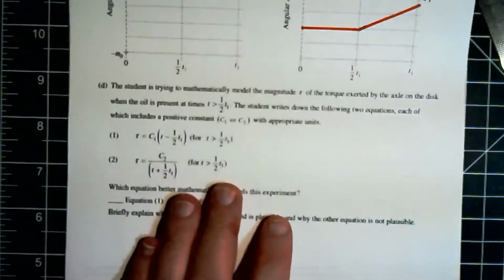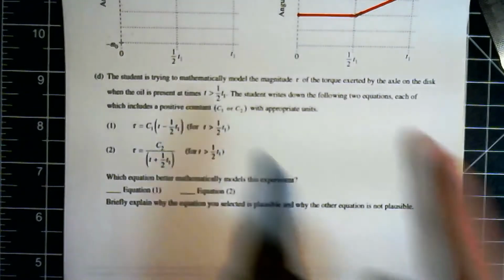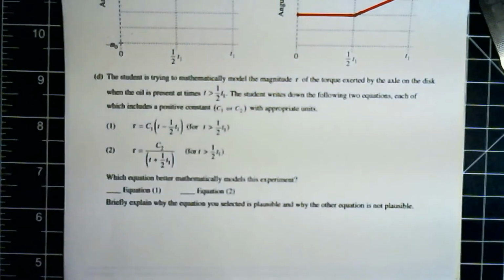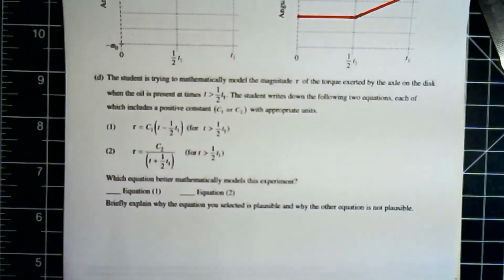All right, question D. Looks kind of complicated, but it's really not. It says the student is trying to mathematically model the magnitude of the torque exerted by the axle when the oil is present after time 1/2 of T1. The student writes down the following two equations, each of which includes some kind of a constant C1 and C2 with appropriate units. And so you've got this convoluted mess of an equation. You're saying, what the heck's going on?